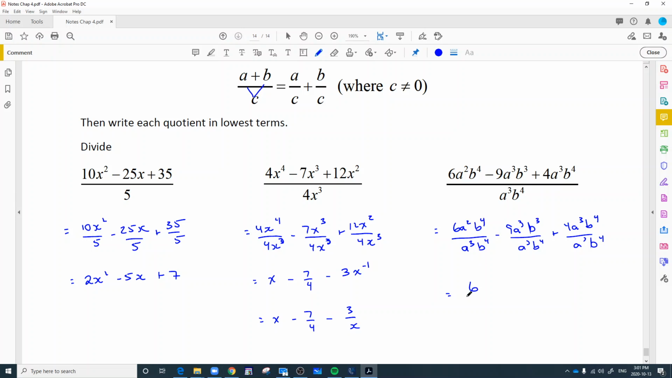So maybe you go straight to 6 and an a on the bottom, and then b to the 4 divided by the b to the 4 is 1. Maybe you put a step in here where you have 6a to the negative 1, totally up to you. For this one, again, you could have 9a cubed divided by a cubed is 1. And then when you're subtracting exponents, you get negative 1, or maybe you go straight to 9 over b. And then for this last term, you've got 4a cubed divided by a cubed is 1. b to the 4 divided by b to the 4 is just 1. So you're left with just a 4. And that's it. Those are your final answers, and you're done chapter 4.